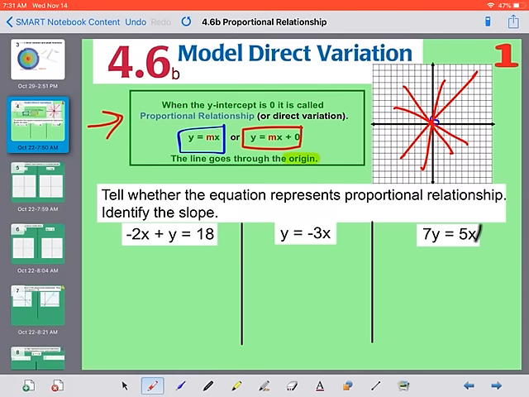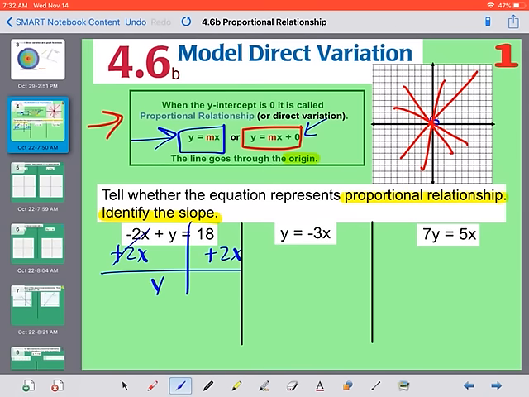So these first three questions just say, tell whether the equation represents a proportional relationship, and then identify the slope. So it would be smart if we would have these in our function form, y equals mx plus b, so that we can tell, is there a b there, or is it 0? So I'm going to solve this equation for y. I'm going to add 2x. So those eliminate, and we get y equals 2x plus 18.